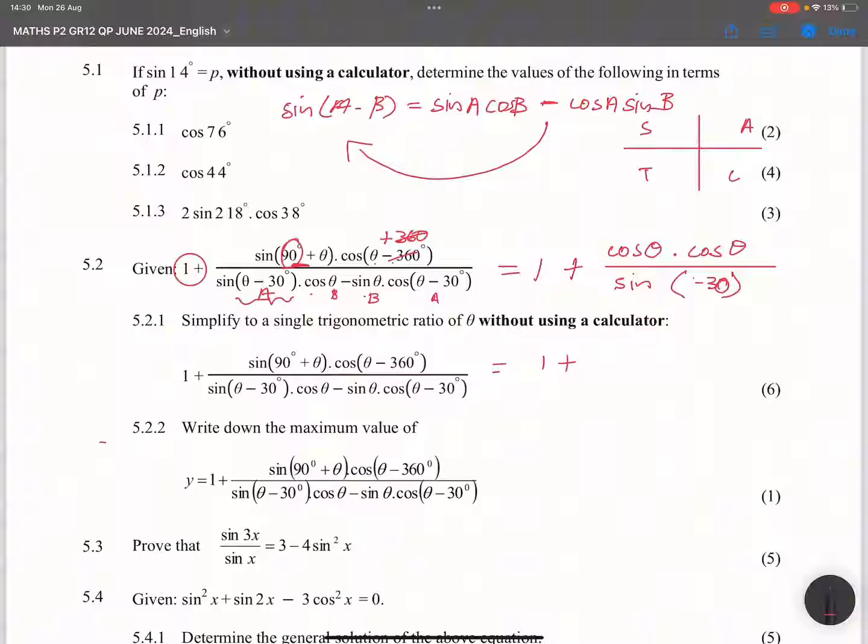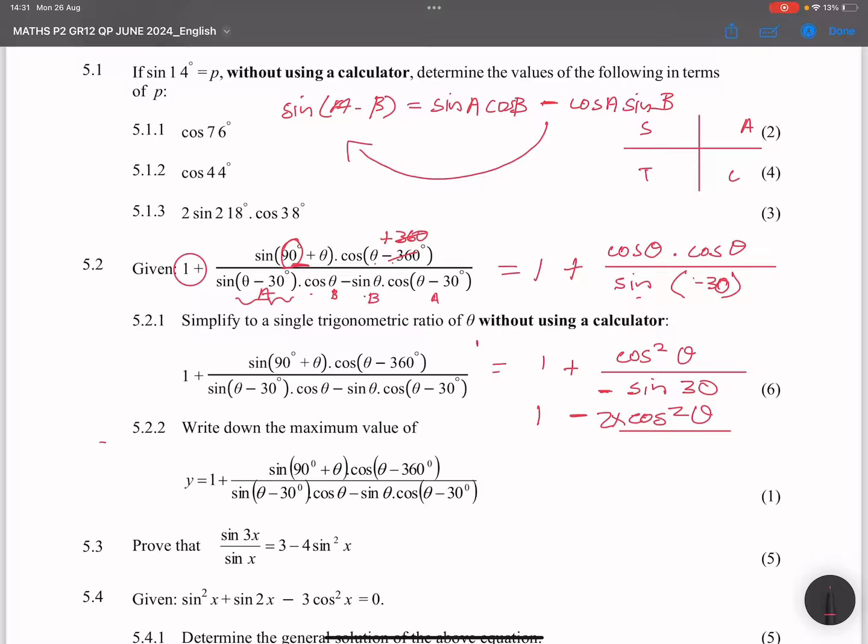So this will give me 1 plus cos squared of theta divided by, now remember, sine of negative 30 rather. You can say 360 minus 30, that would give us minus the sine of 30, in the fourth quadrant. And sine of 30 is 1 over 2. So that's 1 minus, now remember, positive divided by negative will give us a negative, so that's minus cos squared of theta divided by 1 over 2. If I multiply the bottom by 2 and the top by 2 so that I get rid of that 1 over 2, I am left with 1 minus 2 cos squared of theta.